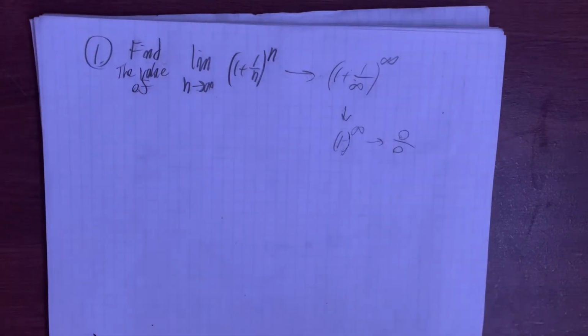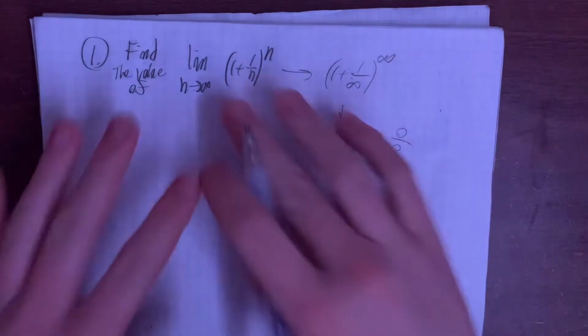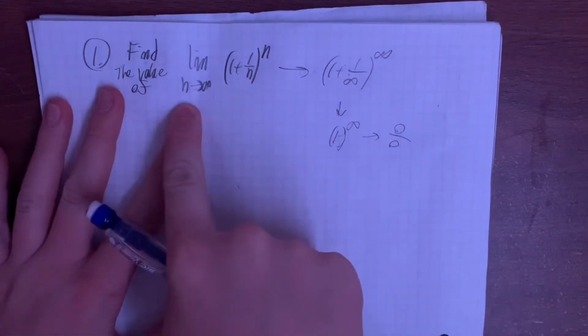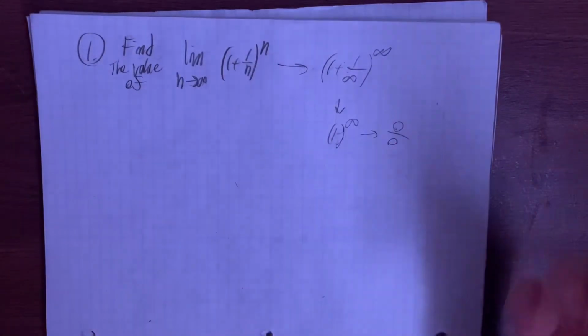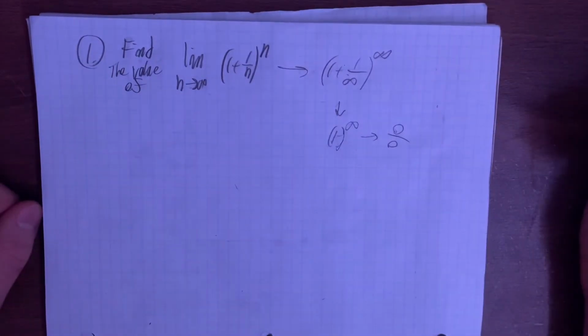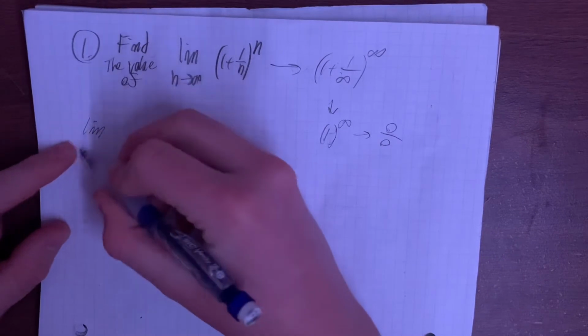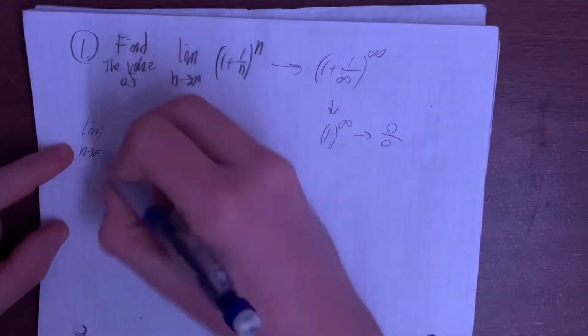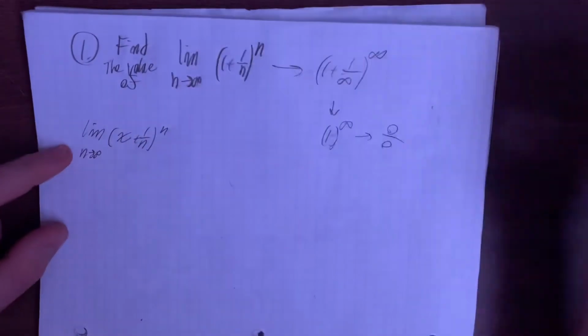Well, let's take a look at this and see if we can make this not just a limit of n, but a limit of n and a function of x. So where would we put the x in here? What if we just replace this 1 with an x here? We get the limit as n goes to infinity of (x plus 1 over n) to the n.